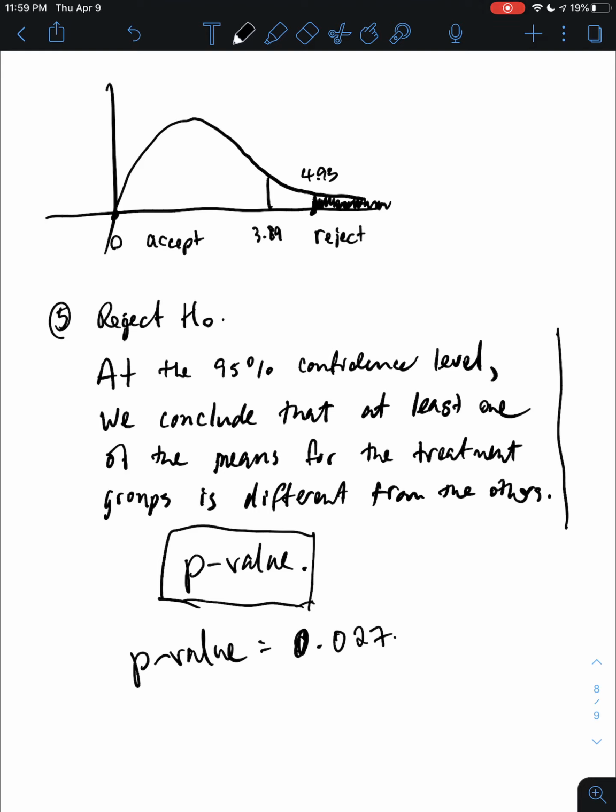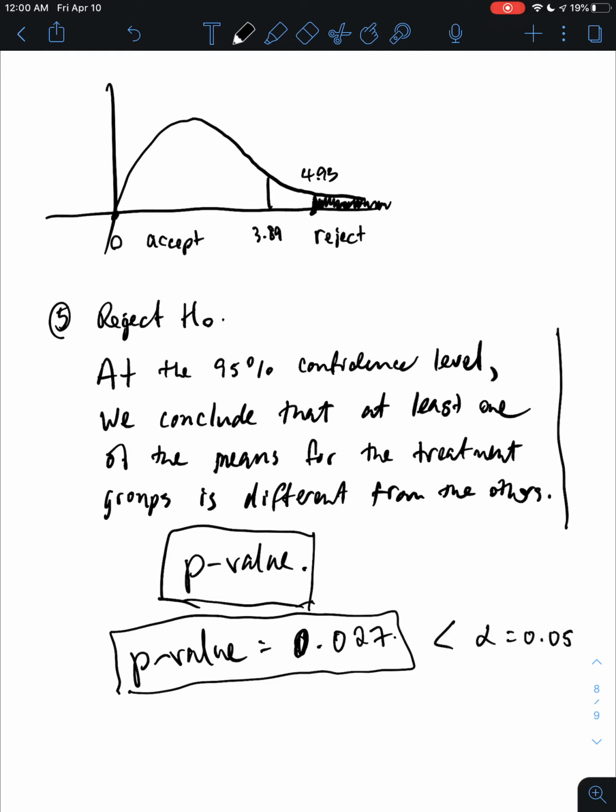If you are writing a journal article about your study, then you would have to include the p-value. And here we have a p-value which is less than alpha, which was 0.05. So this is another way to show that there is a significant finding here, that we reject the null hypothesis. All right, so that's how the pros do it.